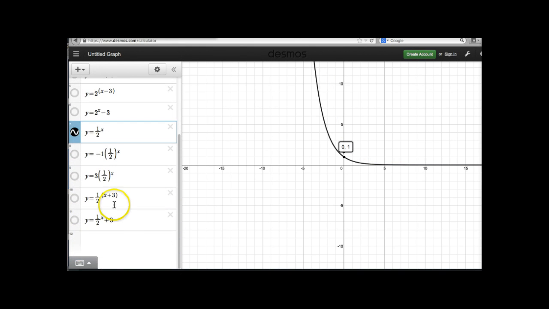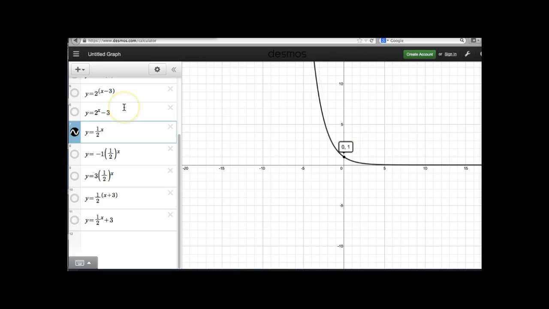What happens if we have x plus 3? So we have a plus 3 for h. Well, hopefully you're saying we'll shift to the left 3, and we do, in green. How about if we put a plus 3 on the end so it's not with the x? Notice that we shift up 3.